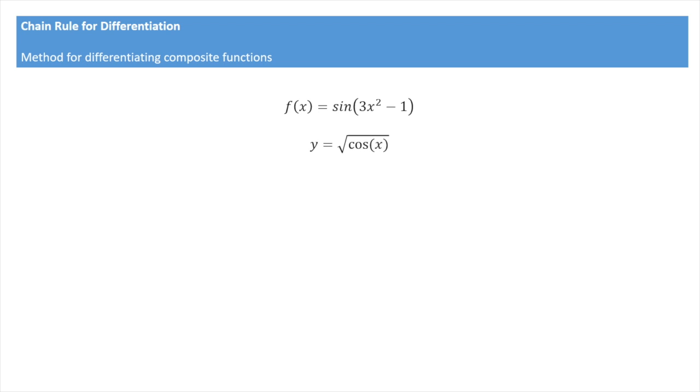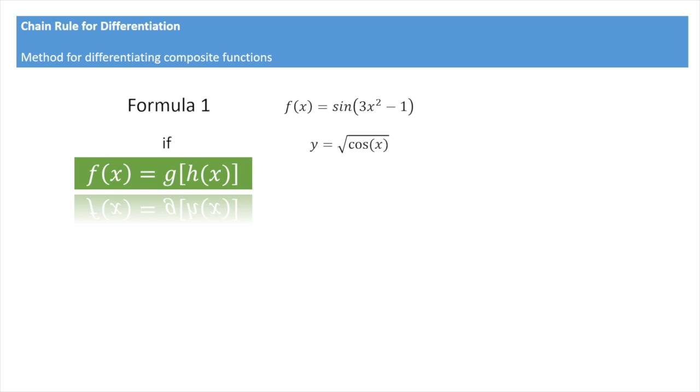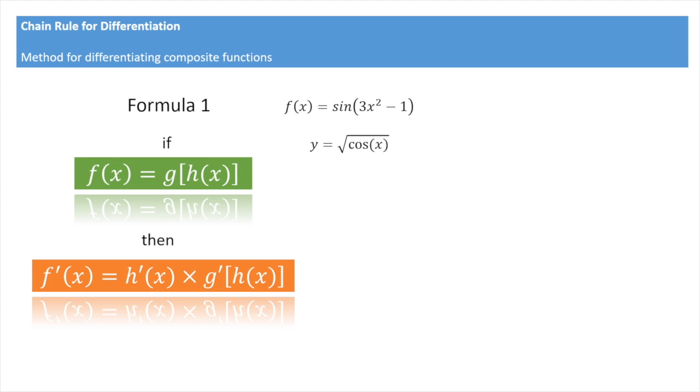The chain rule itself can be summarized by two formulae, each of which are completely equivalent. The first of which is the following. If a function f of x can be written g of h of x, in other words, if we're dealing with a composite function, then its derivative f dash of x is given by the following formula. F dash of x equals h dash of x times g dash of h of x. Make a note of that.